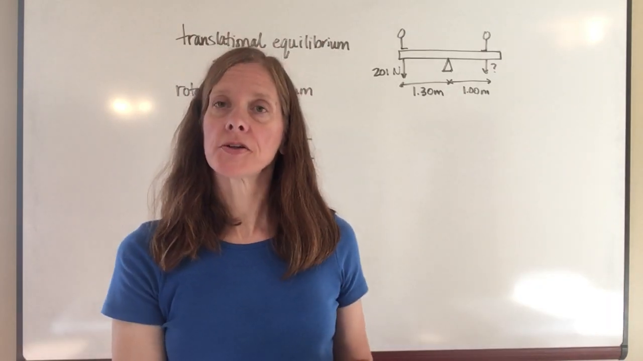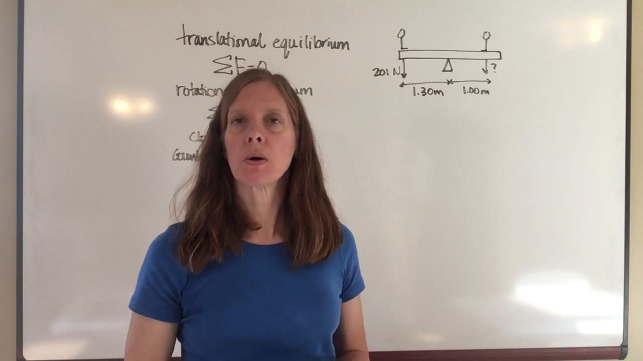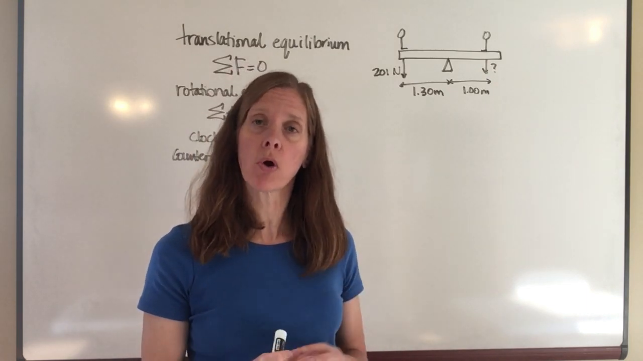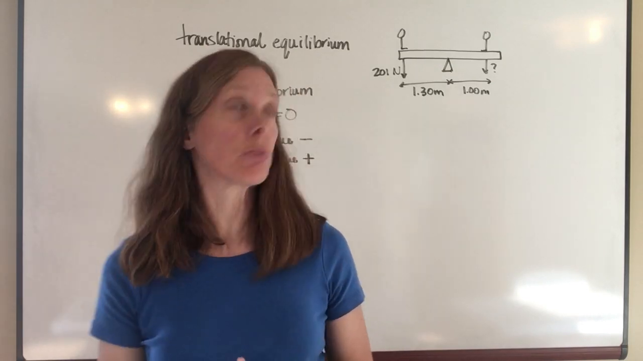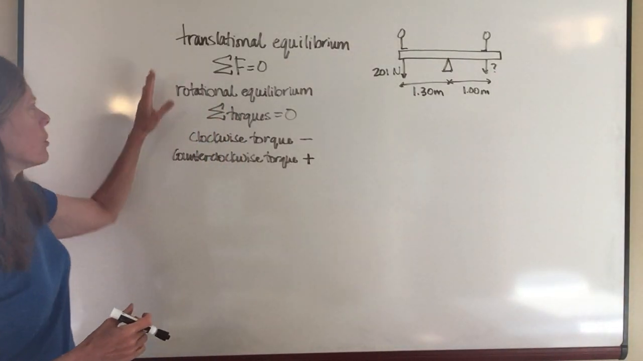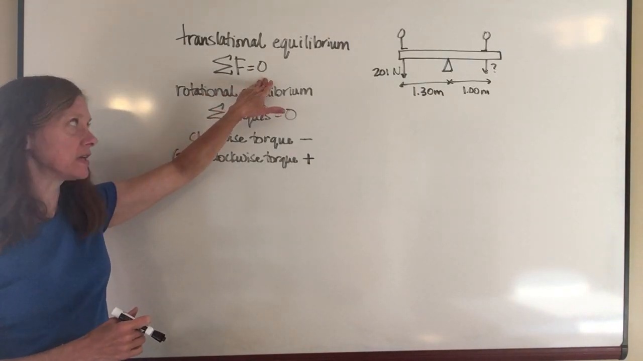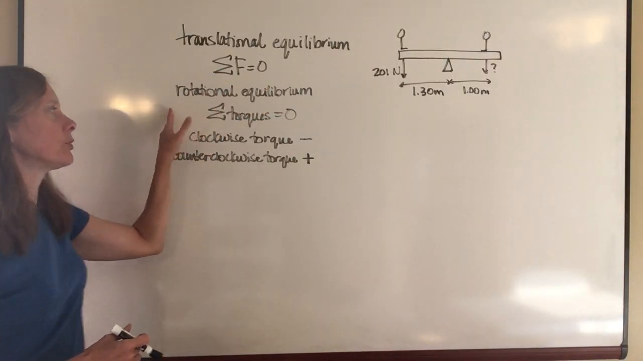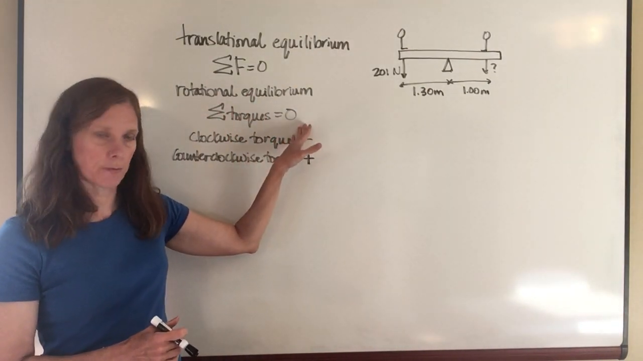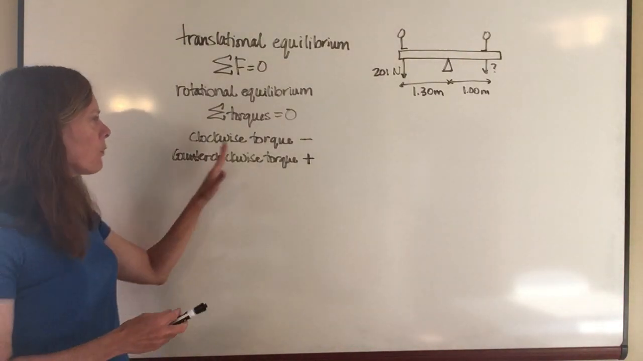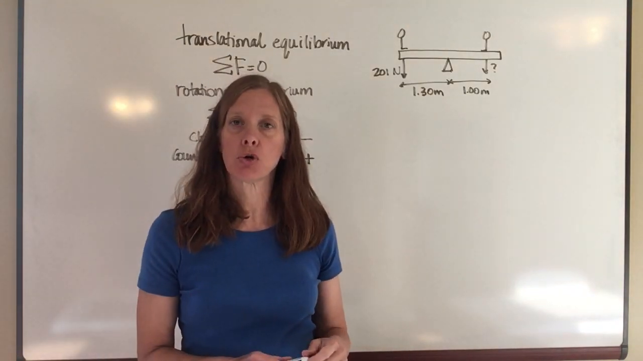Well, the last time we talked about how torque will cause rotational motion. And so if the sum of all of the torques acting on an object is zero, then we will be in rotational equilibrium. Okay? So translational equilibrium means that the sum of all the forces acting on something is zero. Rotational equilibrium means that the sum of all the torques acting on an object is going to be equal to zero.